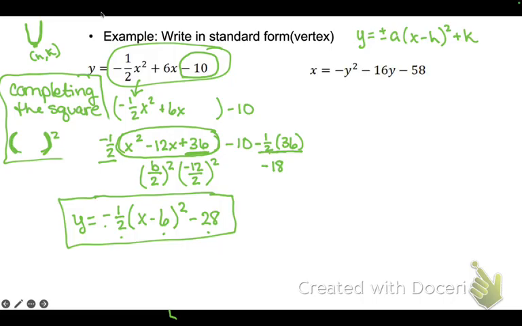I will tell you, I hardly ever use this unless it tells me to do it. We can also solve equations this way. Instead of factoring or using the quadratic formula, we can use completing the square.